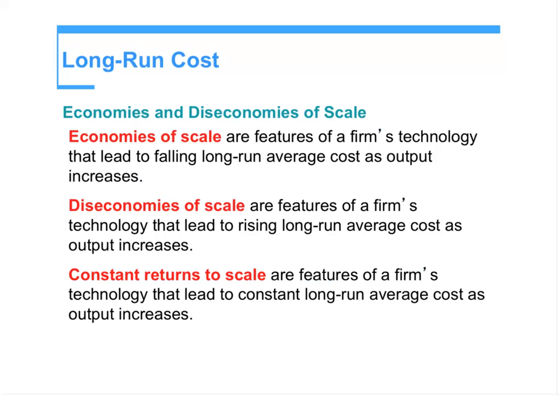So we definitely want to tap into economies of scale using our labor variable and our capital variable. So when we are able to use the technology to lead the average cost to the lowest possible at a certain level of output, then we are at economies of scale. Diseconomies of scale are features of a firm's technology that lead to a rise in average cost as output increases. Constant returns to scale are features of a firm's technology that lead to constant long-run average cost as output increases.